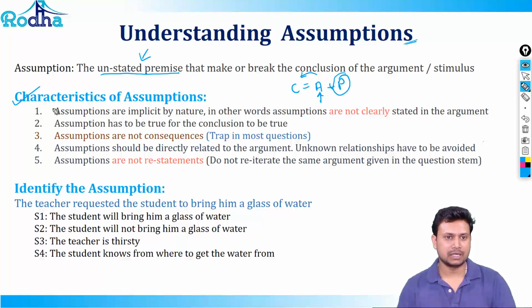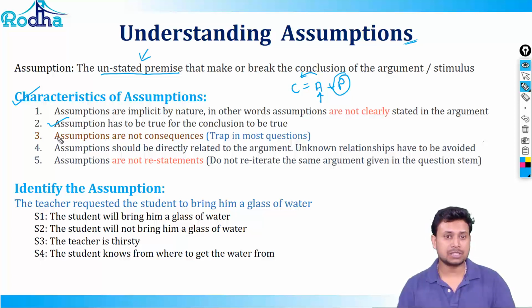Let's look at the first one. Assumptions are implicit by nature, and that's why they are unstated. They are never given in the argument. If it's given, it is not an assumption. I hope this point is very clear. Second, the assumption has to be true for the conclusion to be true. That's important because if your unstated premise itself is false, then you will not reach a conclusion.